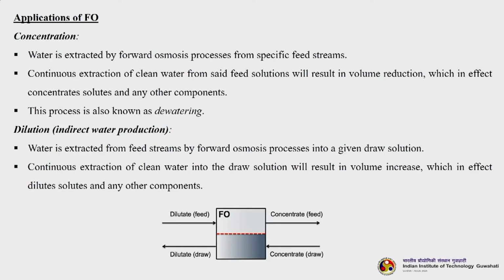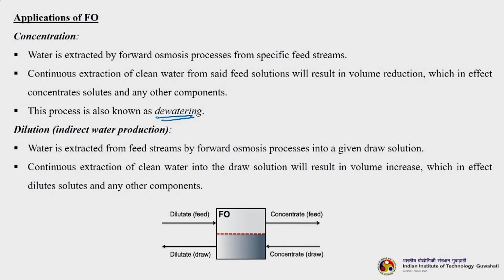So, there are various applications of forward osmosis. The first one is concentration. Water is extracted by the forward osmosis process from a specific feed stream, thereby concentrating it. Continuous extraction of clean water from the feed solution will result in volume reduction, which in fact concentrates solutes or any other components that are present, or that we want to concentrate. This process is called dewatering. Basically, we are removing water.